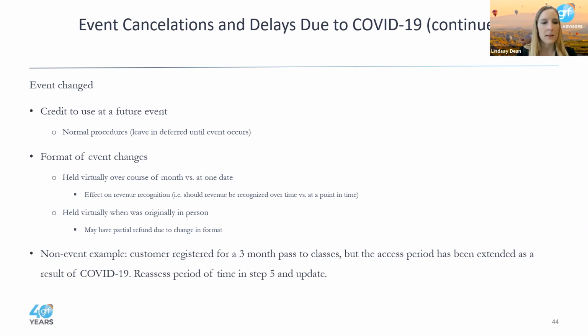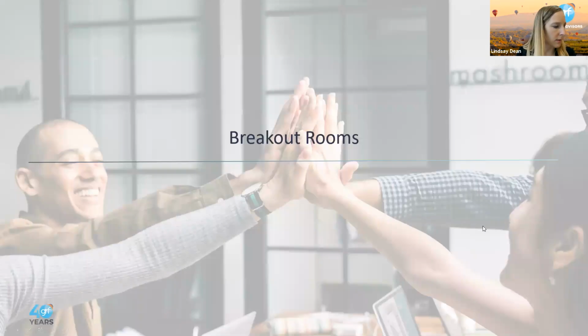So just things to keep in mind are, you might need to go back through that process, especially step 5, to decide if you need to change how you're recognizing the revenue as a result of these changes to the format of the event. And then finally, an example that's not really related to events, but maybe classes, are if you had to extend your access to the client or the customer because of the COVID-19, again, just go back and reassess. Make sure that nothing slips through the cracks on recognizing the revenue in the appropriate amount of time.